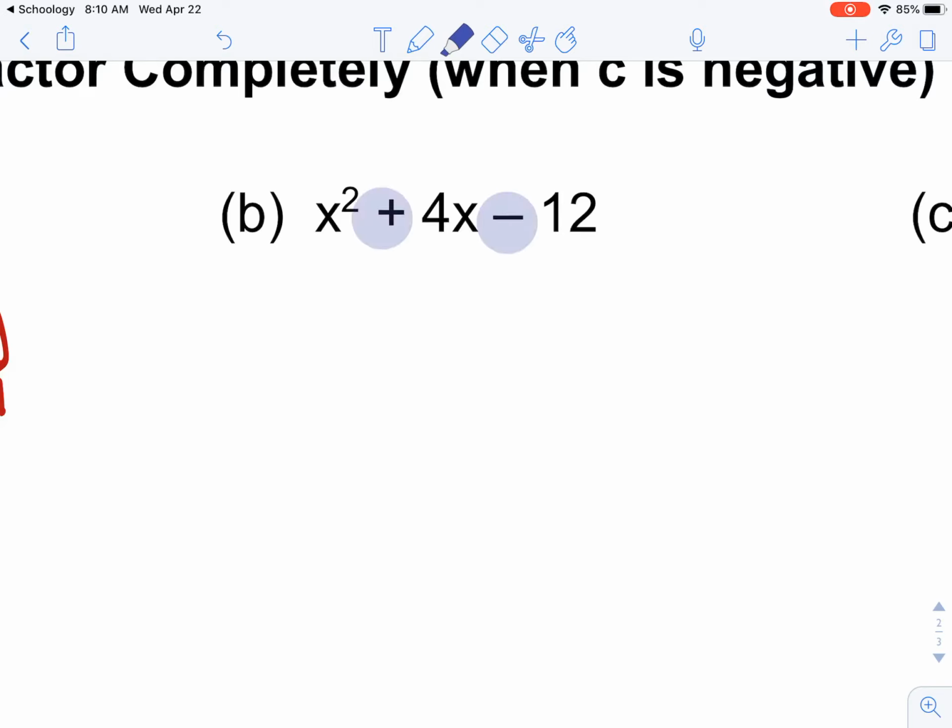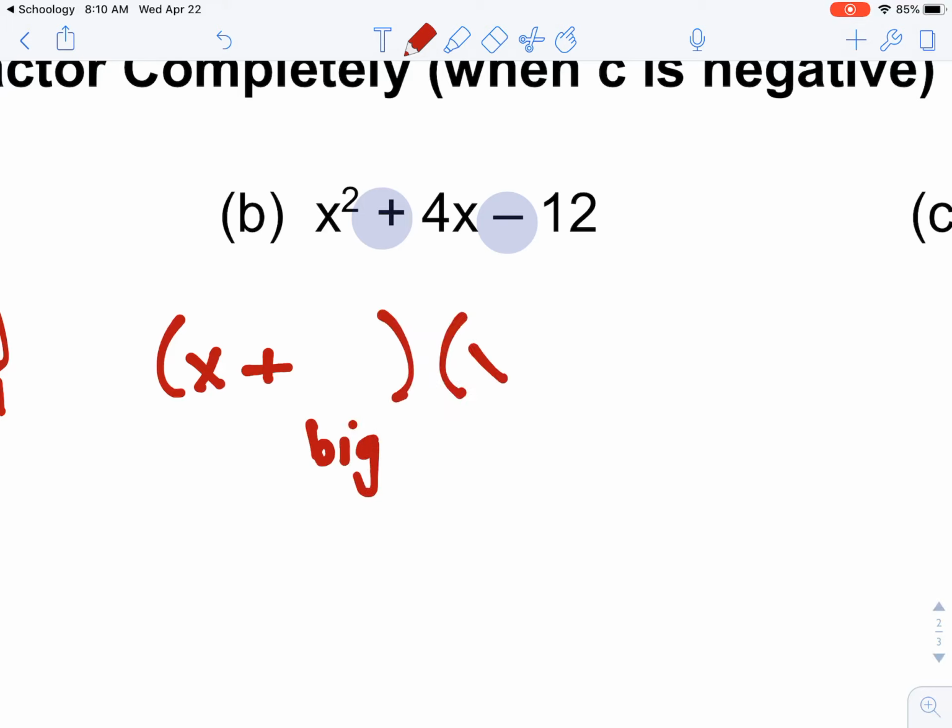Okay, we have a plus and a minus here, so I'm going to do x plus the big number, x minus the small. So we're looking for factors of 12.